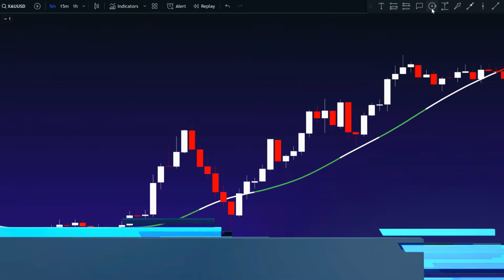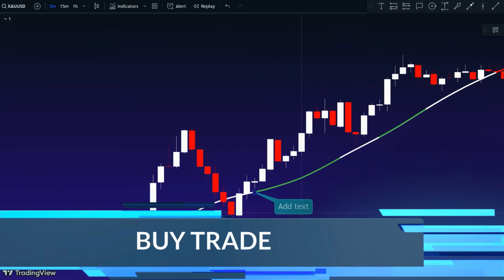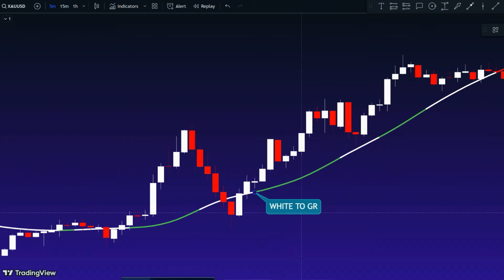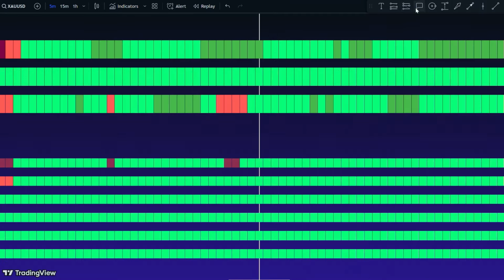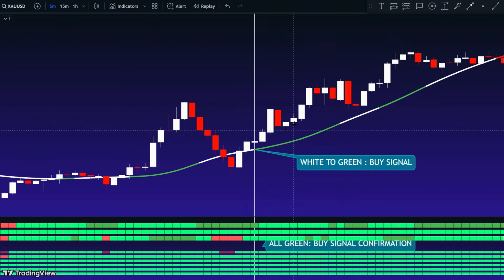Remember the HMA breakout indicator? When it changes from white to green, that's a possible buy signal, like we discussed earlier. But before we jump into a trade, we need to make sure all the components of the 10 indicators in 1 are completely green, not even a hint of red. Once you see that perfect green alignment, you can confidently open that buy trade.